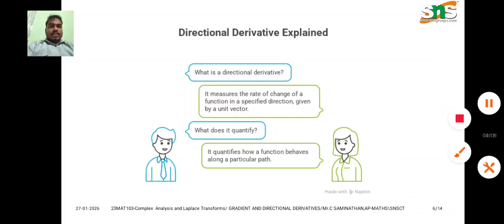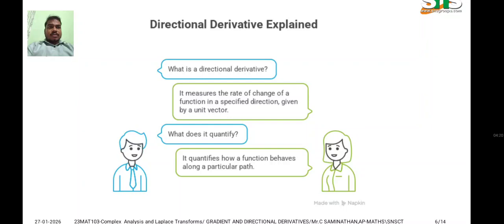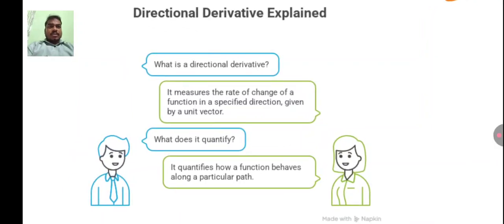The next topic is the directional derivative. What is the directional derivative? It measures the rate of change of a function in a specific direction given by a unit vector. What does it quantify? It quantifies how a function behaves along a particular path.